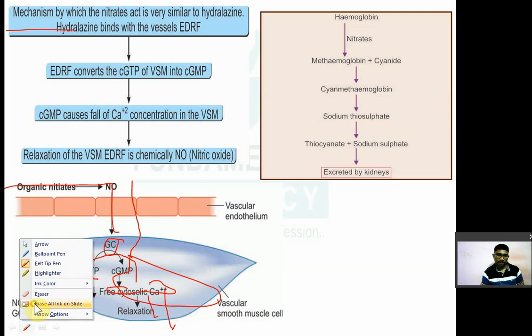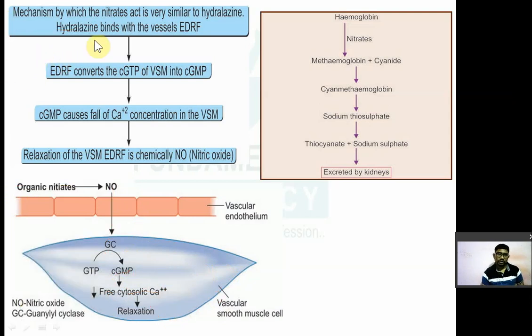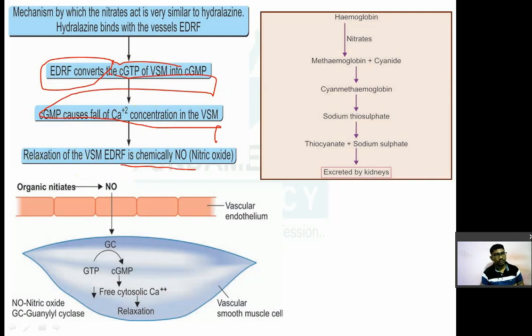Okay. Again, you can see over here. So nitrates means what? Endothelium derived nitric oxide means endothelial derived relaxation factor. It will increase the cyclic GMP in the vasomotor muscle, so it converts the cyclic GTP into cyclic AMP, and cyclic AMP causes decrease in the calcium level in vasomotor smooth muscle, which causes relaxation of vascular smooth muscle by EDRF. Now in case of cyanide poisoning what happens?